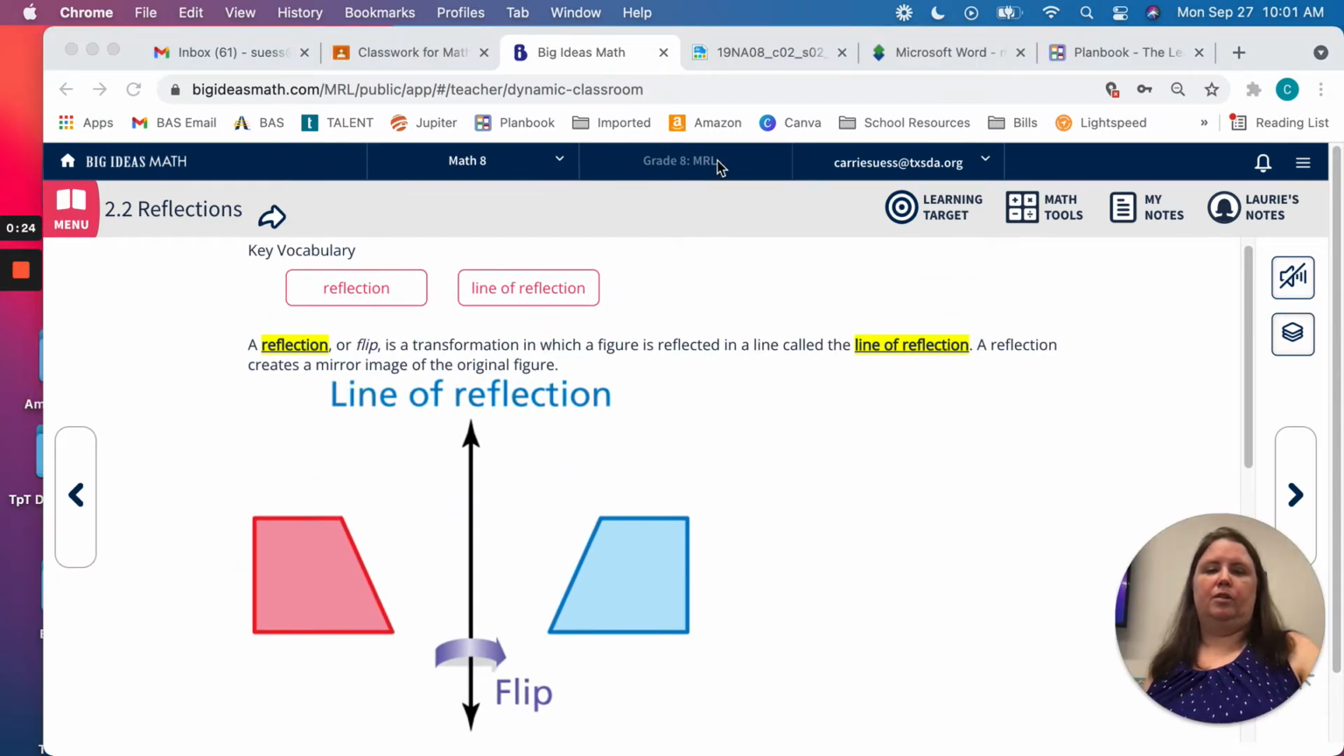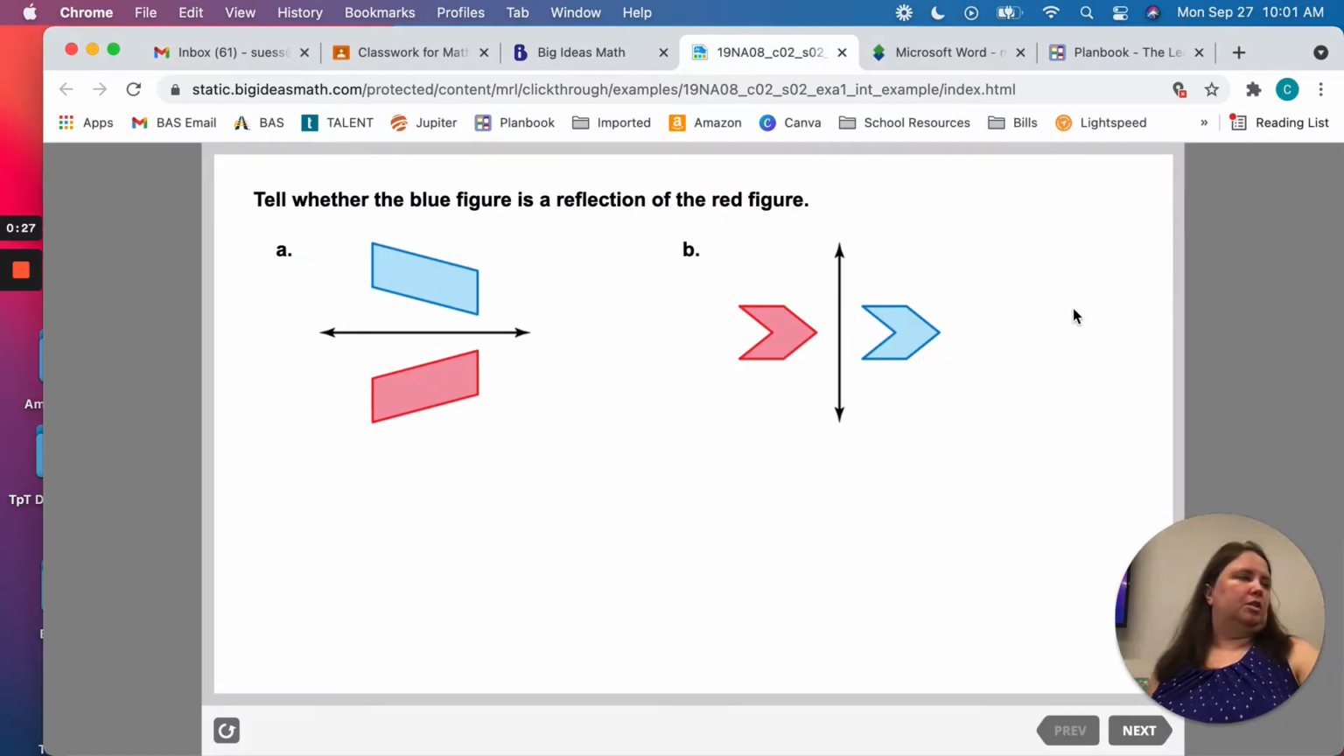All right, we're going to go ahead and do the example. Make sure you have your journals. This goes in your journals. I would sketch it. I know that's kind of a lot to do in this lesson, but it will help you when you're doing your work. So we're going to decide whether the blue figure is a reflection of the red figure.